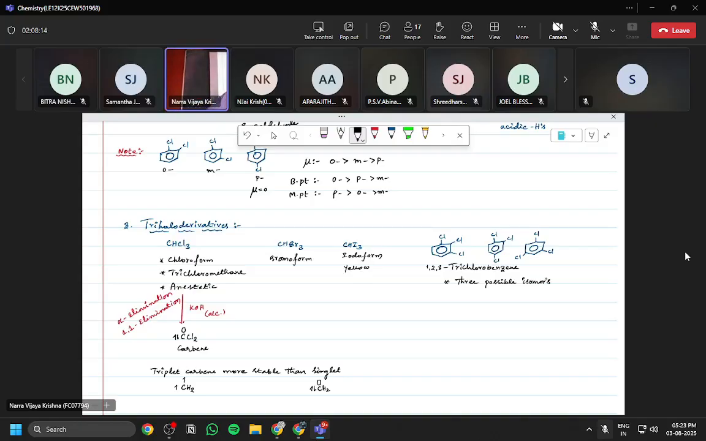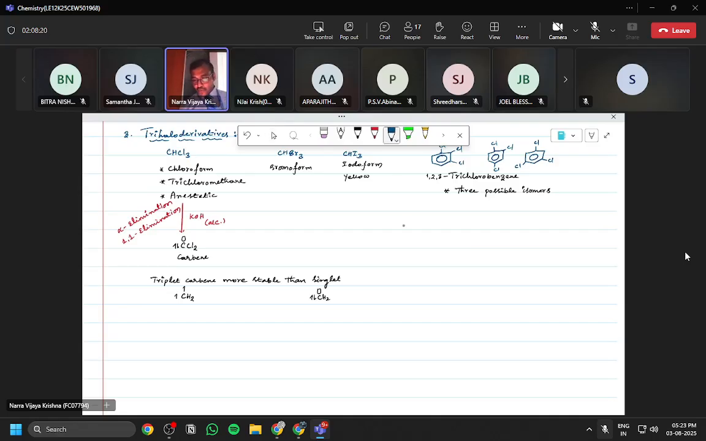Now, any other example? Then tetrachloro derivative. Next one. Tetrachloro derivative. CCl4. Now see here. CF4 existence is difficult. CBr4 also difficult. CI4 doesn't exist. Only CCl4 exists. Why CF4 doesn't exist? Or why is it difficult to make CF4?